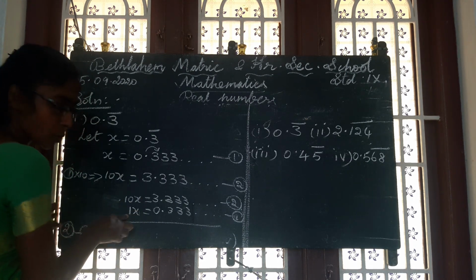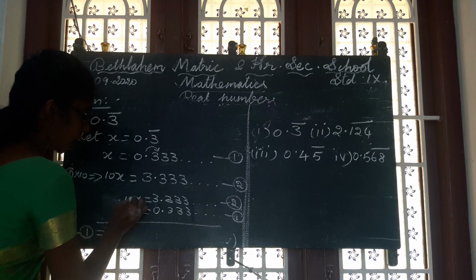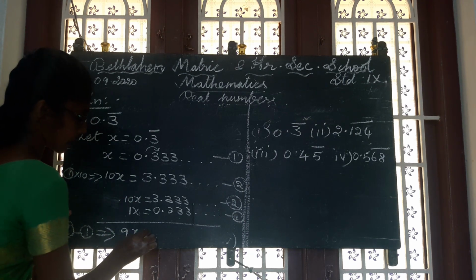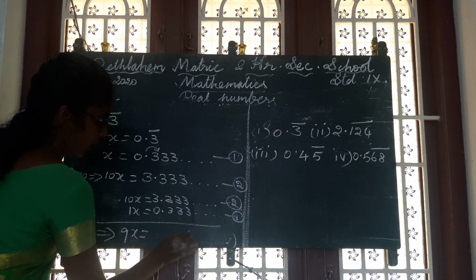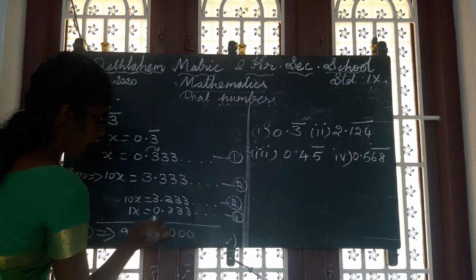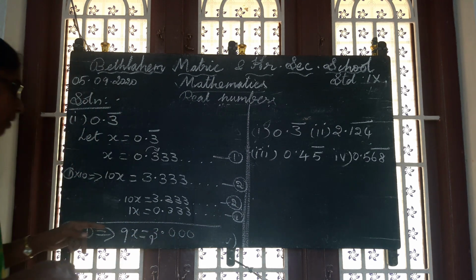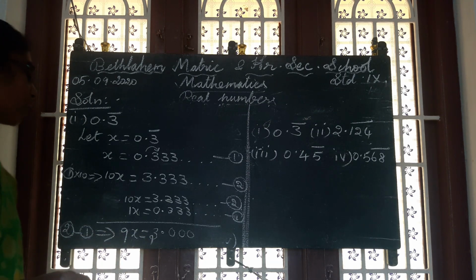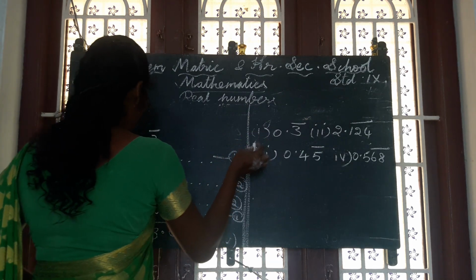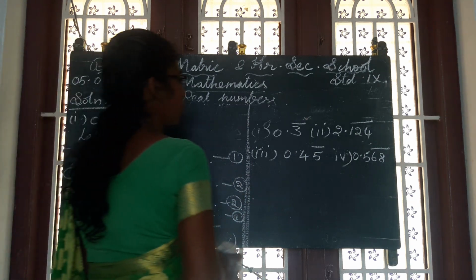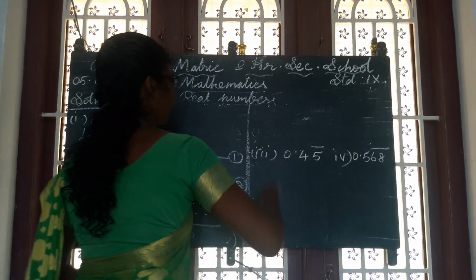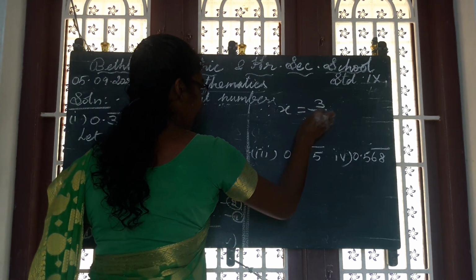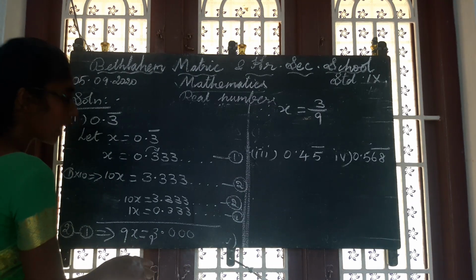Here 1x means 1x is there. So 10 minus 1 is 9x. 9x is equal to, here everything is 0, 0, 0, and 0.3 minus 0 will be 3. Okay, 9x is equal to 3. So therefore x is equal to what? x is equal to 3 by 9.